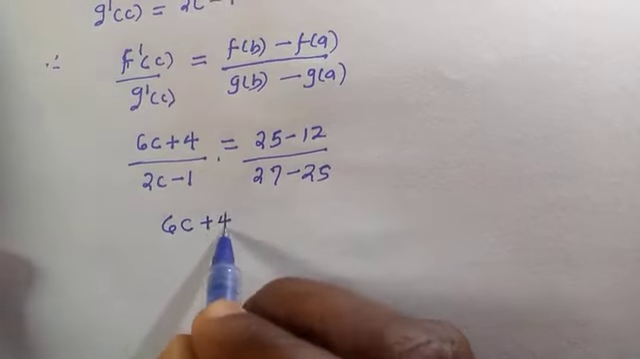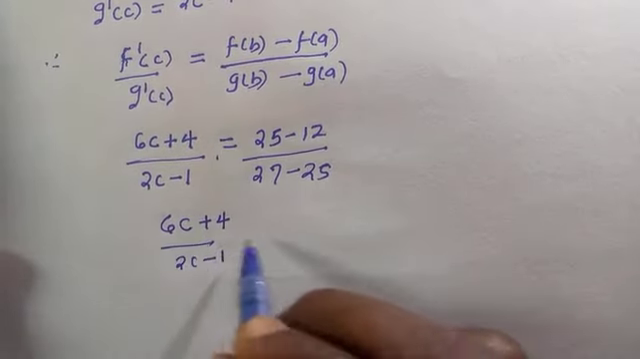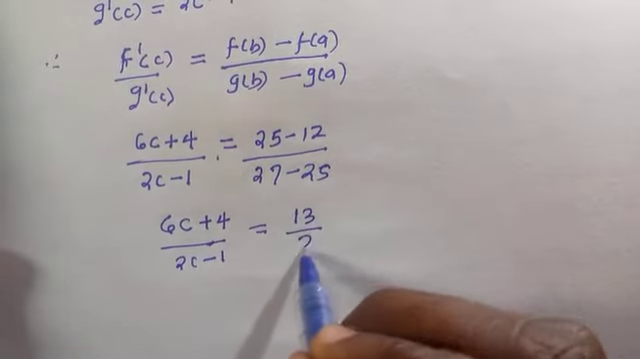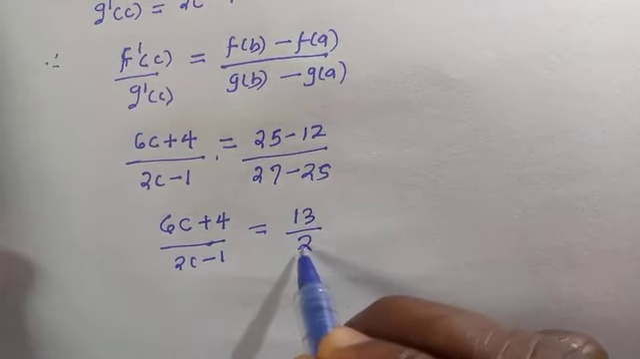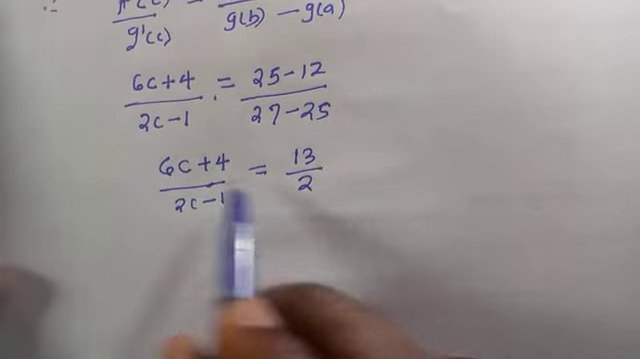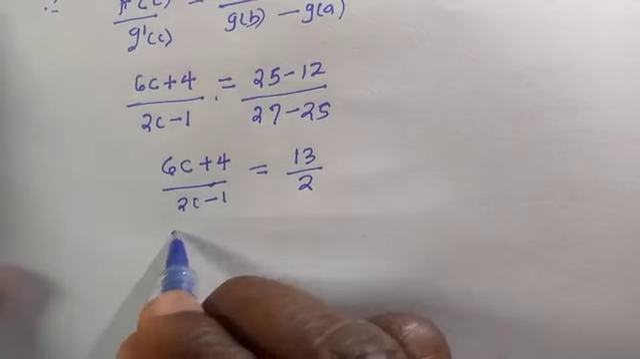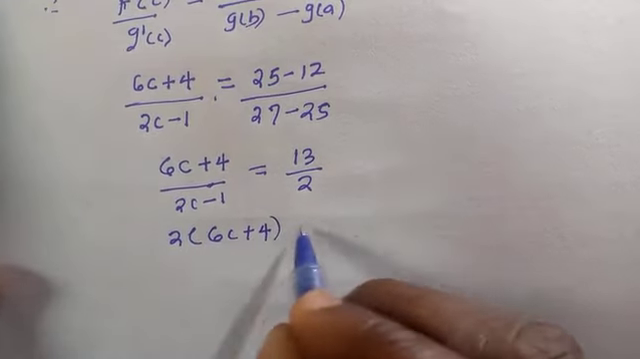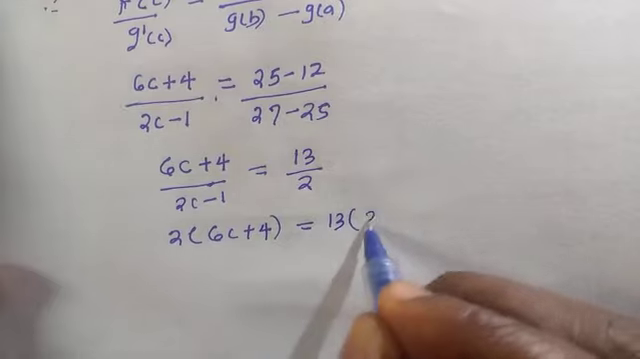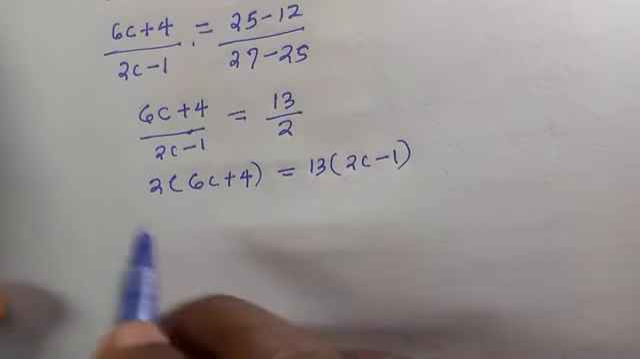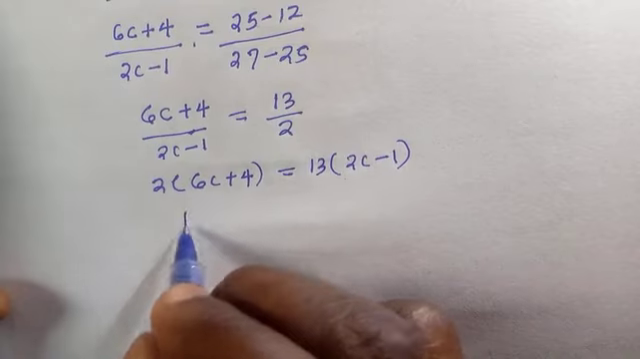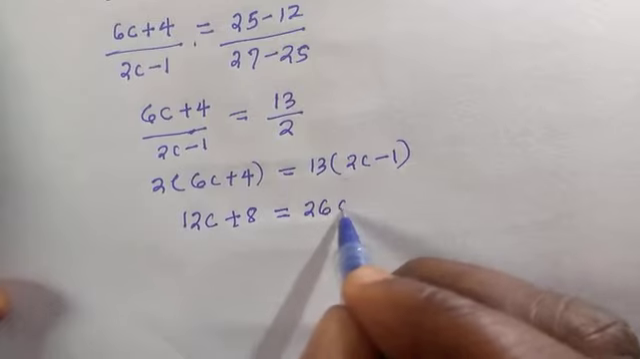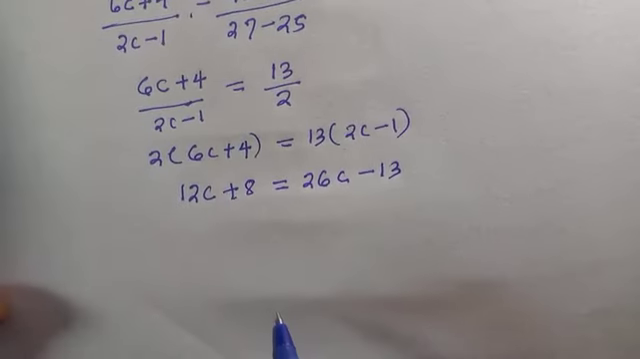So here we have 6c plus 4 divided by 2c minus 1 equals 25 minus 12, that is 13, and this is 2. The next thing we are going to do is cross multiply. If you cross multiply, then we have 2 multiplying 6c plus 4 equals 13 multiplying 2c minus 1. We open the parentheses. So we have 2 times 6, that is 12c, plus 2 times 4, that is 8, equals 13 times 2c, that is 26c, minus 13 times 1, that is 13.